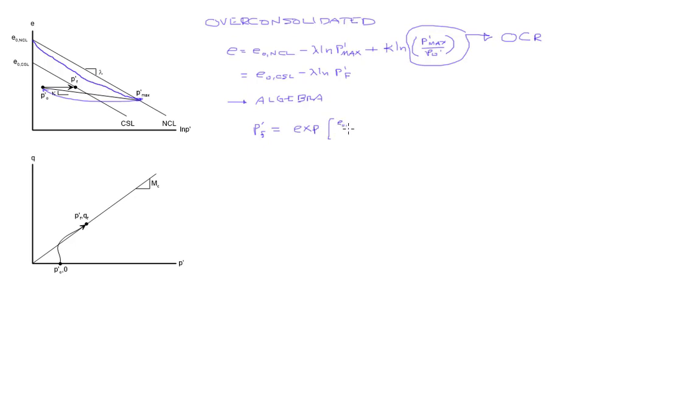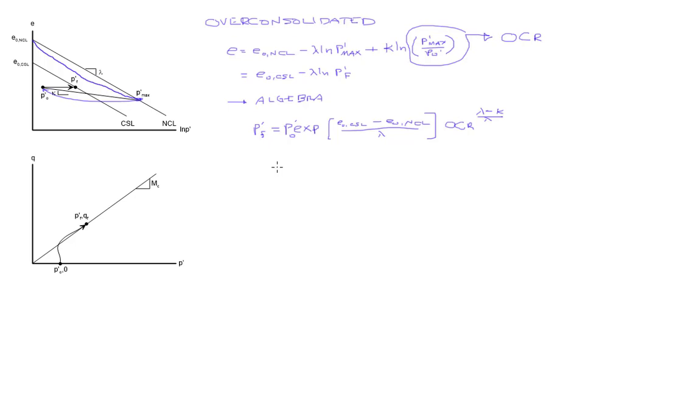We'll also multiply it by... Sorry, I'm struggling here with the tablet. Something's wrong with the pen. Okay, there we go. e0 NCL minus e0 CSL divided by lambda, and there's the p0'. And now we have an additional term, and it's OCR raised to the power of (lambda minus kappa) divided by lambda. So for some reason, the video recording messes up my tablet.